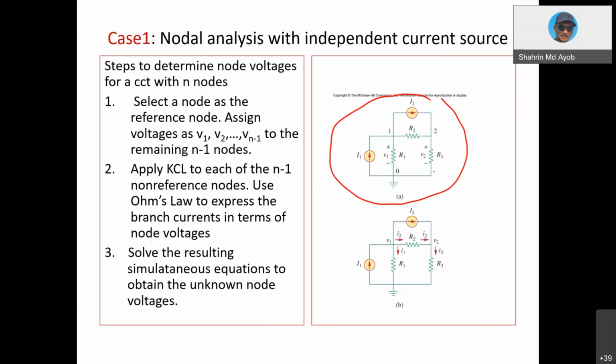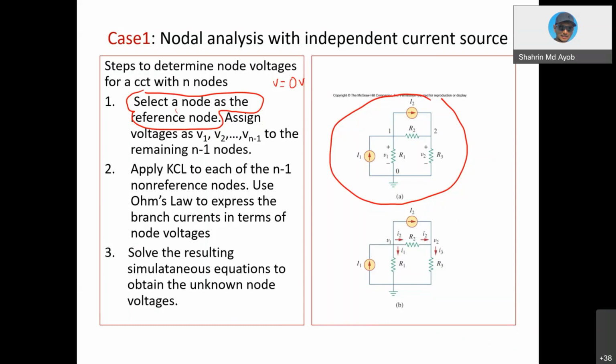Okay, so the first step that you need to do is to select a node as a reference. Okay, this one is a very important step. Select a node as a reference node. Reference node meaning that the voltage is set to 0 voltage. And then assign node voltages as V1, V2, and so on. Based on this circuit, usually we choose the reference node as the node that has the biggest number of branches connected to it.